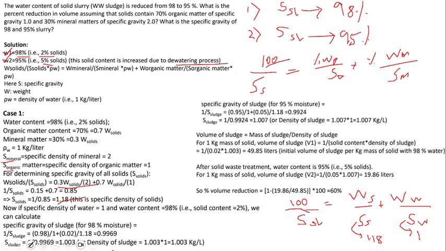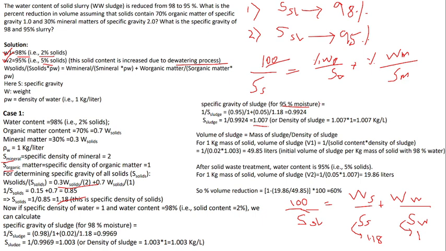See here, this is how it is calculated for case 1. So 1 by specific gravity of sludge is equal to 0.98 divided by 1 plus 0.02 divided by 1.18, which is nothing but 0.9969. So 1 by S sludge is 0.9969. S sludge is obtained by taking the reciprocal of this, nothing but 1.003. This is the specific gravity of the sludge. Now, for 95 percent, substitute 0.95 and 0.05 here. We will obtain 1.007 as the specific gravity of sludge for 95 percent moisture content.